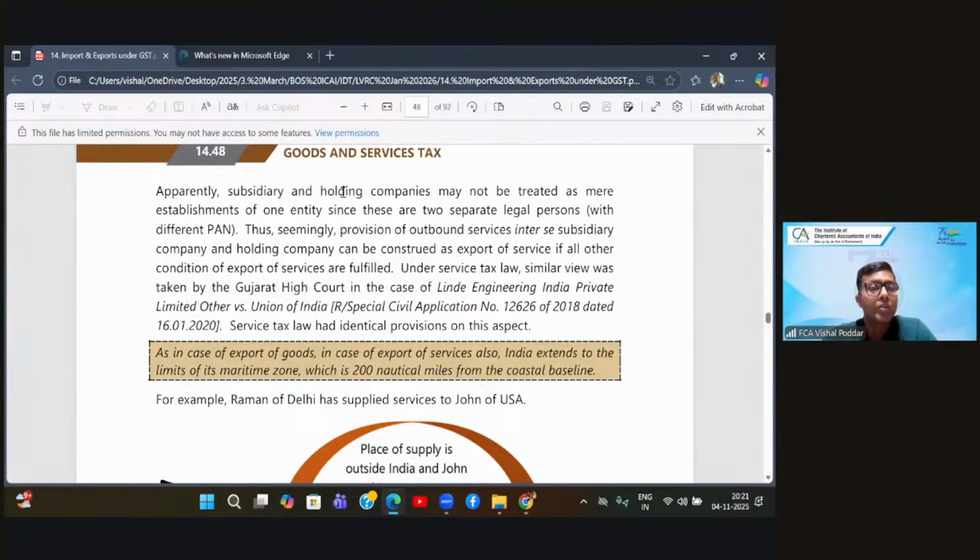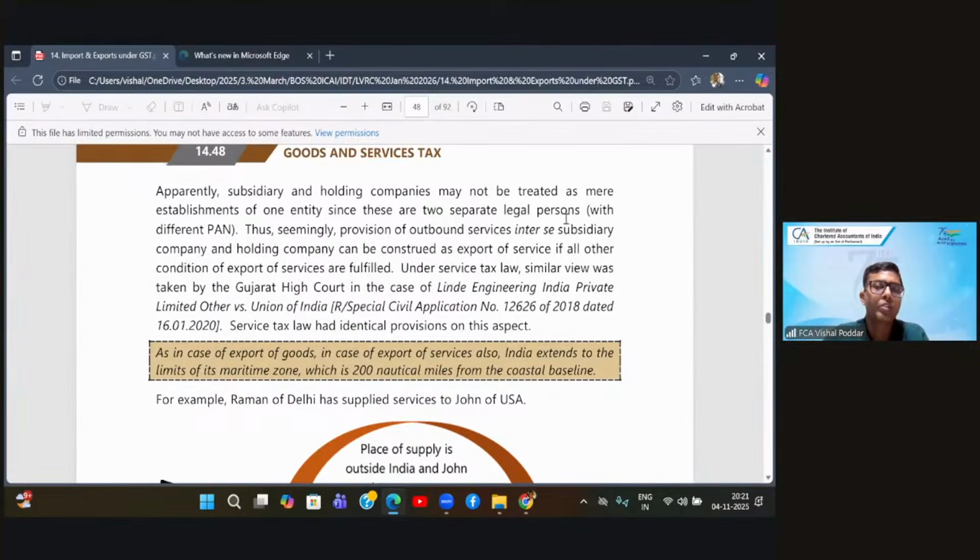Apparently, now interestingly, branch and head office, it is not export. But what about transfer between holding and subsidiary? Now, holding and subsidiary are two different companies having two separate company registrations. So we do not fall under the same entity, though through ownership or holding of shares, the holding company may be controlling the subsidiary company, but we are not part of the same entity. We are not having the same PAN. Now, in such cases, transfer between a subsidiary and holding will qualify as exports.